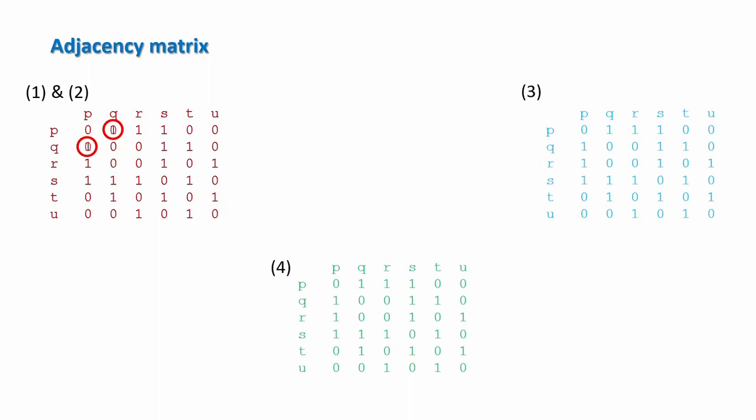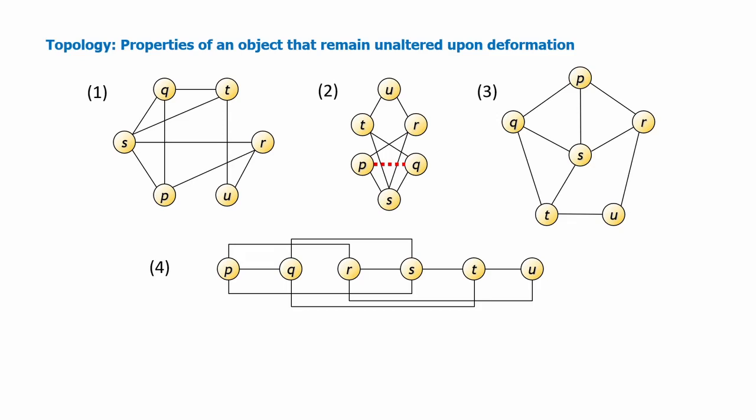Remember that when we deal with an undirected graph, as we have here, the adjacency matrices are symmetrical and the connection between node P and Q is the same as that of Q and P. Here we see in the original graphs that the connection between P and Q was missing in graph 2 only.